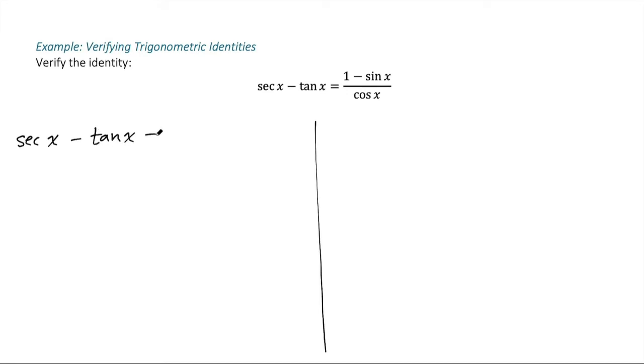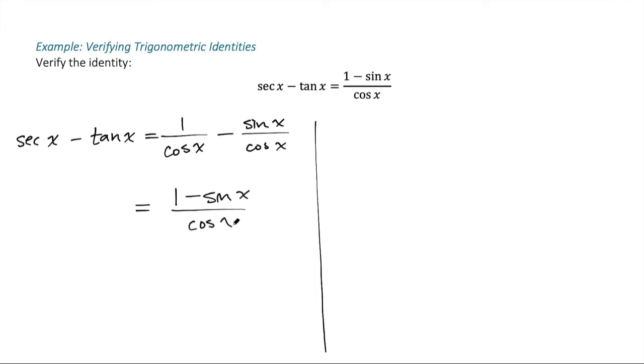So secant of x is 1 over the cosine of x. And then tangent of x is sine of x over cosine of x. And now I see, okay, now I have fractions, and they're being subtracted, so I can actually perform that operation. They already have a common denominator, so I can combine the numerators, 1 minus sine of x, over my common denominator of cosine of x. And that's what I'm looking for. I'm done. I've verified that identity.